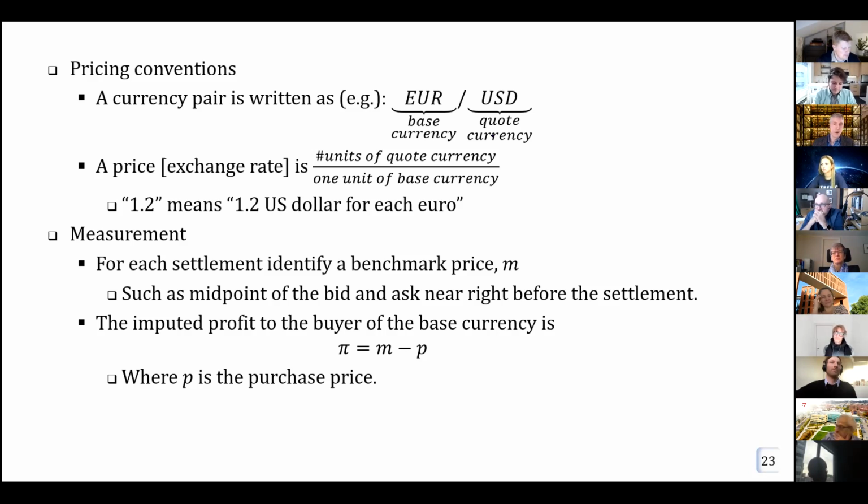Now, could you get a quote of euros for $1? Yes, but it would be a special kind of thing. A dealer would do it for you, but that's not the way the interdealer market, for example, is organized. And to measure profits or trading costs here, for each settlement, I'm going to identify a proximate benchmark price, M. I want you to think of this as the quote midpoint, either right before or right after the settlement. Relative to this benchmark price, I can impute a profit, pi. The buyer of the base currency pays P, and if they could reverse the trade at the quote midpoint, they would receive M.